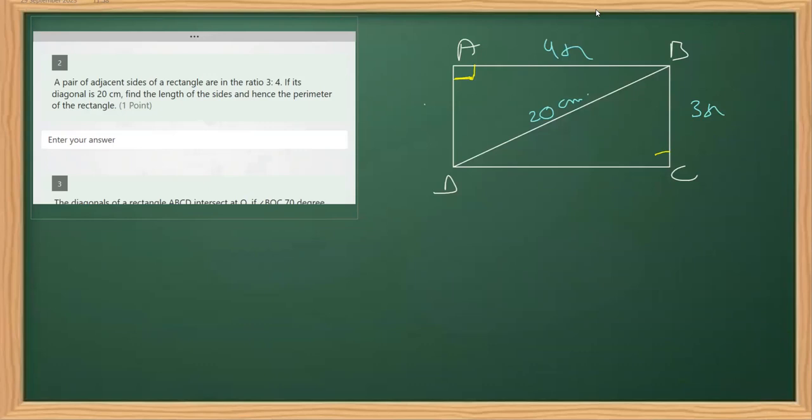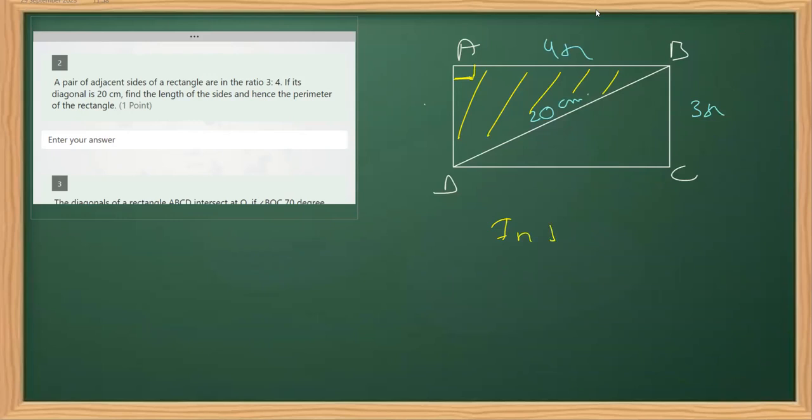What we have to find here is the perimeter. For that, we have to get the value of x. As you know, if you get the value of length and the breadth, you can find its perimeter using the formula 2 times (L plus B). So first we need to find the value of x, the variable here, that will give us the value of length and breadth. So for that, I'm applying Pythagoras theorem in this triangle.